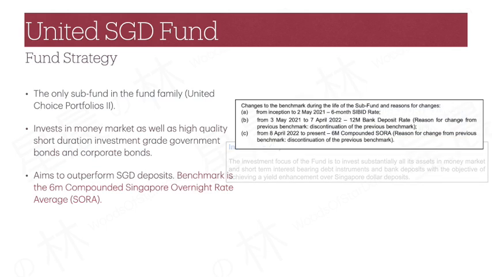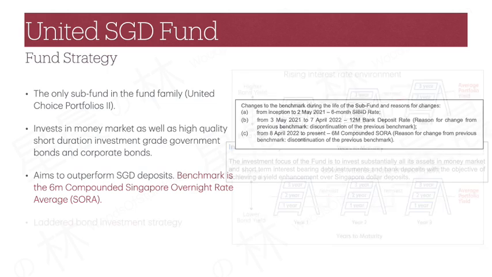The benchmark used is the 6-month compounded Singapore overnight rate average, or SORA, which can be used as a reference for 6-month fixed deposit rates for Sing dollars in Singapore. The fund changed its benchmark twice in the past, not because it was trying to do some funny business, but because the old benchmarks were discontinued, so they didn't have a choice but to change to a new benchmark.